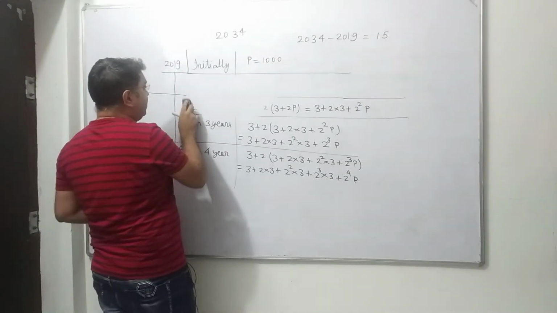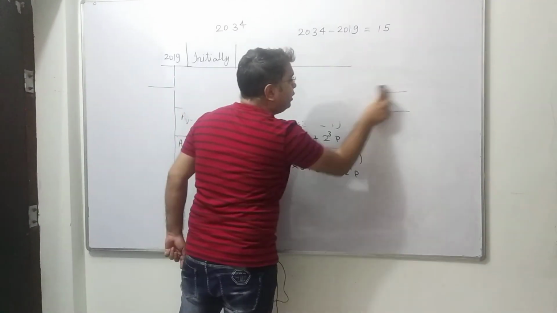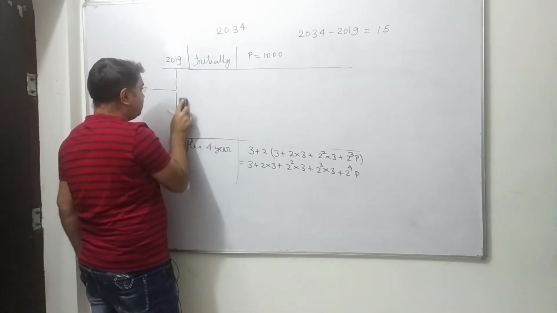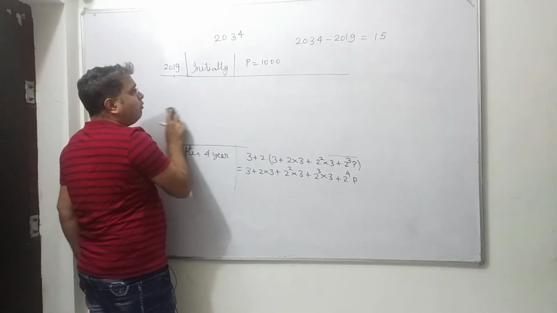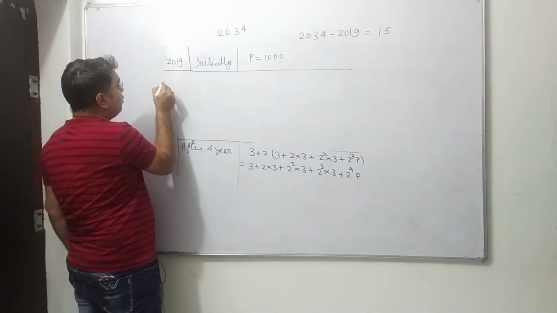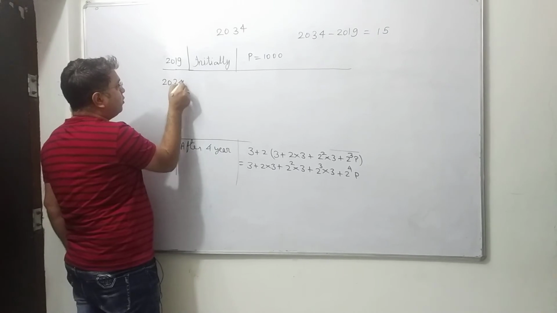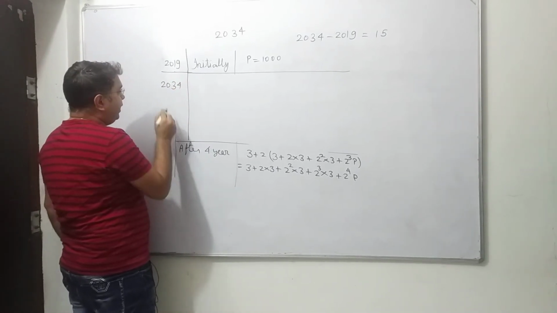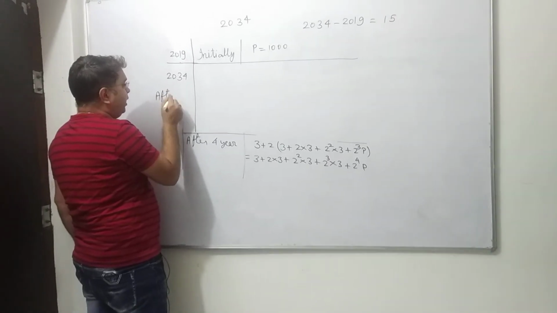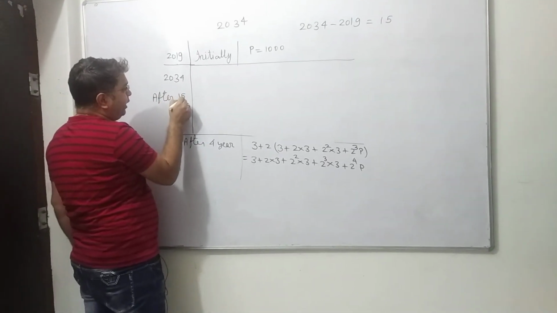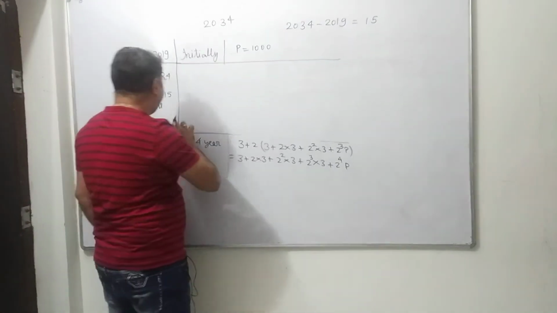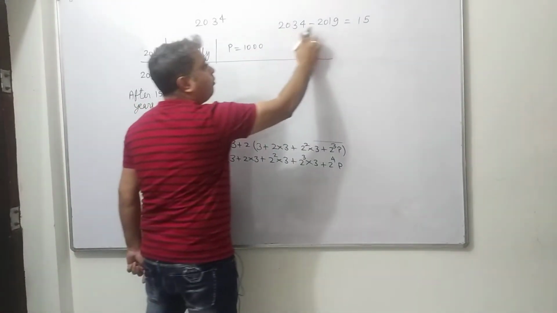It was given in the question, and we have to find the population in 2034. I am going to write the population in 2034. For 2034, it is after 15 years. Okay, got it? Where we get the 15 from here.